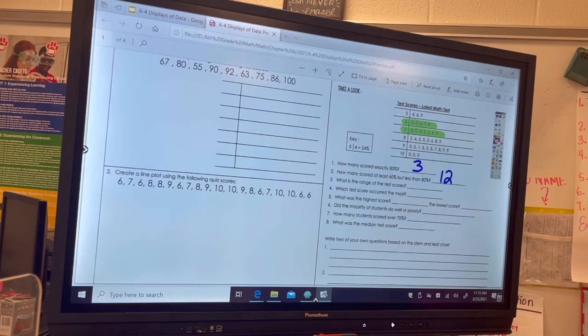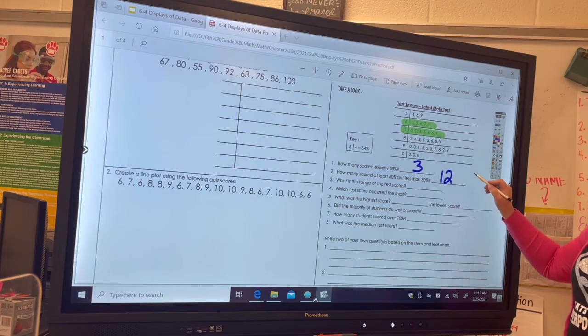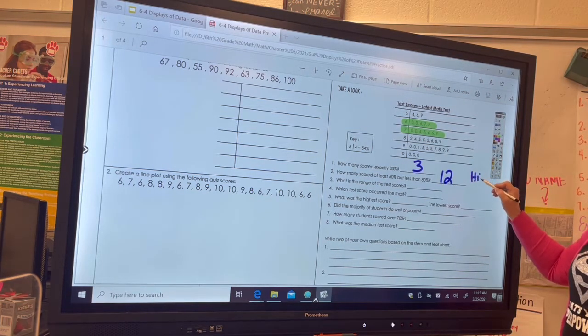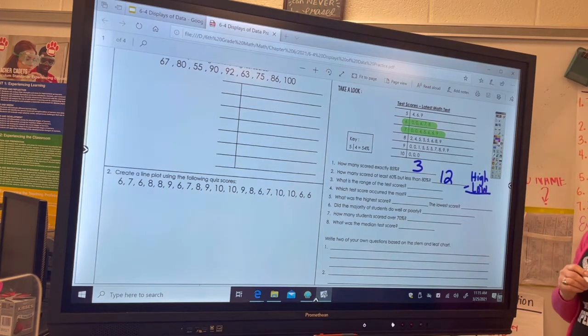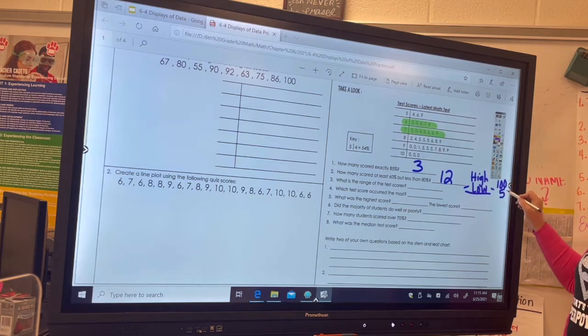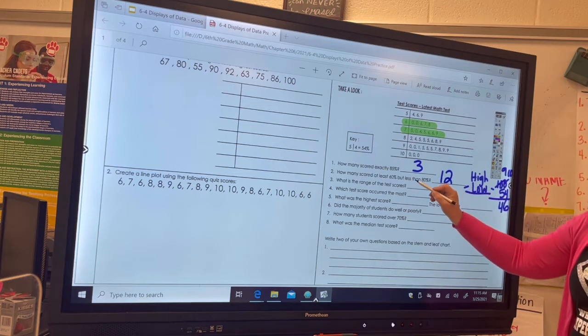What's the range of the test scores? Range, we've got to do the highest minus the lowest. So what's the highest number? 100. What's the lowest number? 54. So what's 100 minus 54? 46.